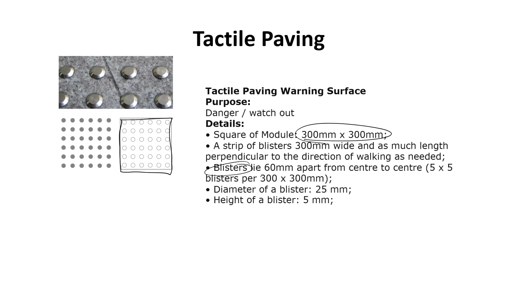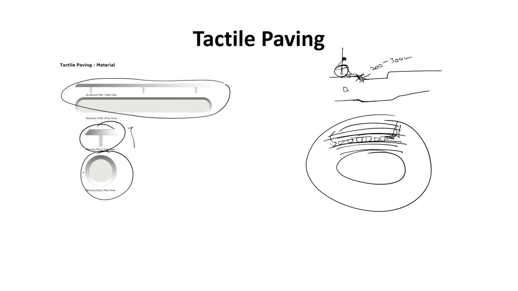These blisters are 60 mm apart, placed from center to center, and their diameter is around 25 mm. The height is just 5 mm. This means if we go back, this is 25 mm, and this, which is outside at the floor level, because here is your floor level, this is 5 mm.